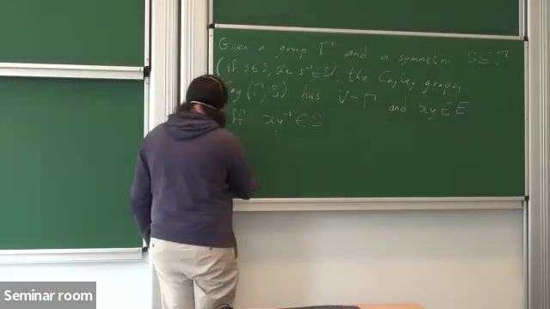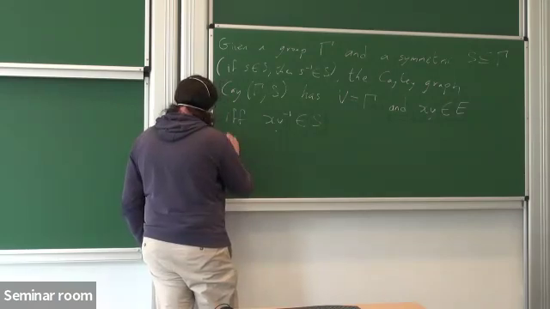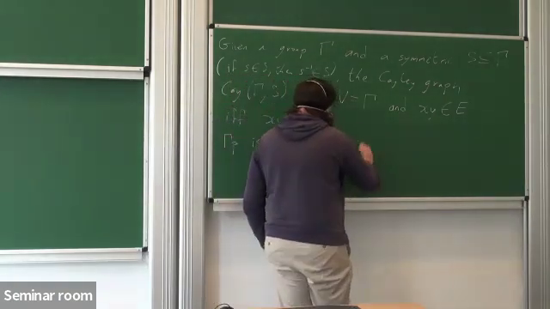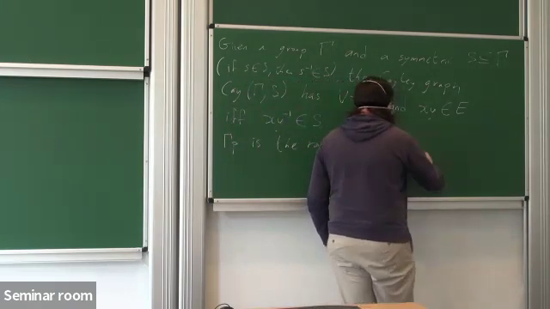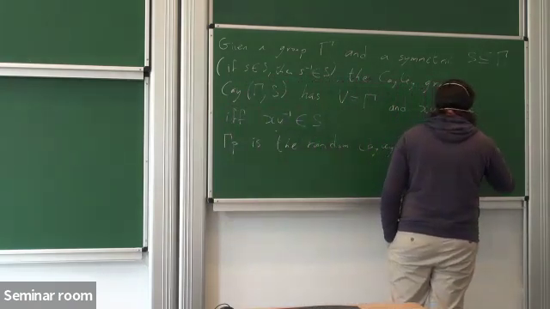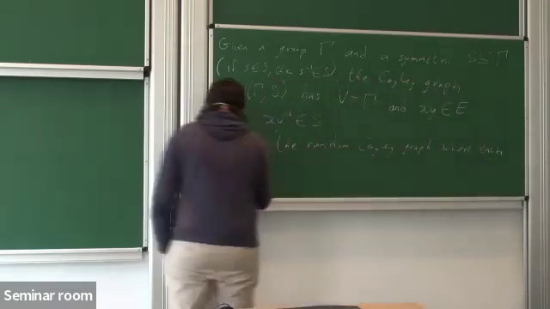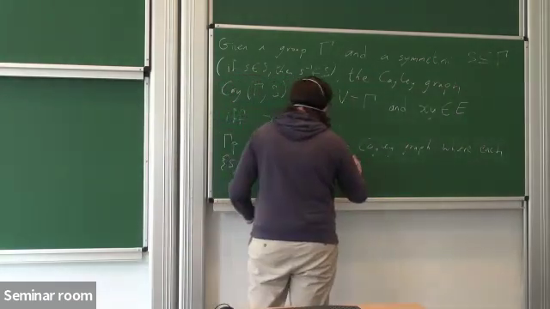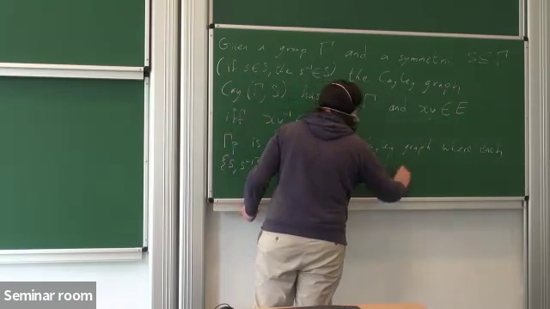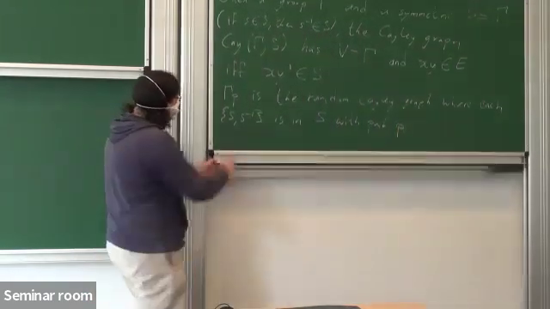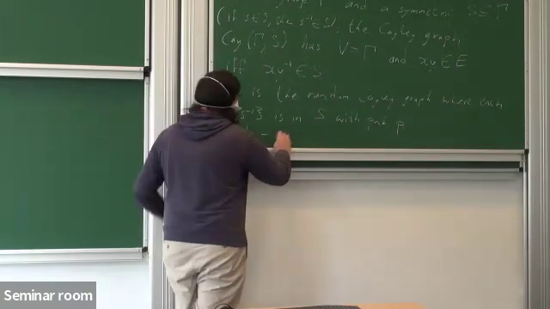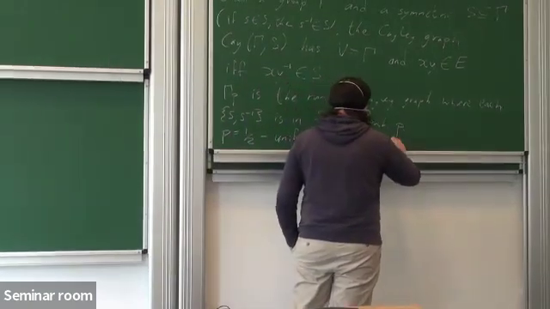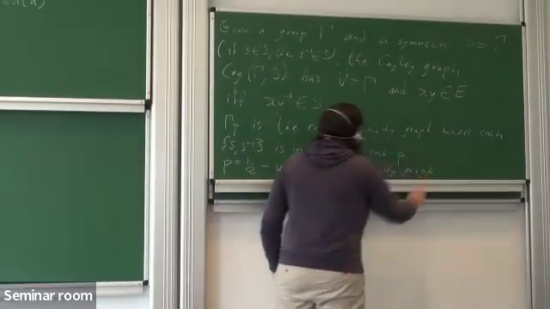You can also look at random Cayley graphs. So a random Cayley graph, gamma of p, is a random Cayley graph where each s, together with its inverse, is in S with probability p. And if p equals a half, you get the uniform random variable.